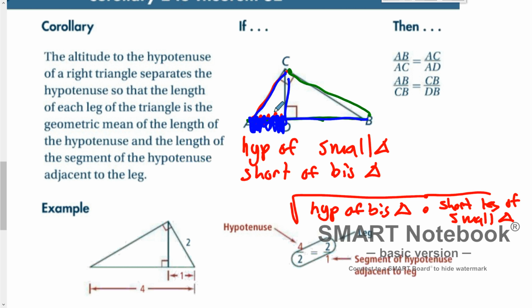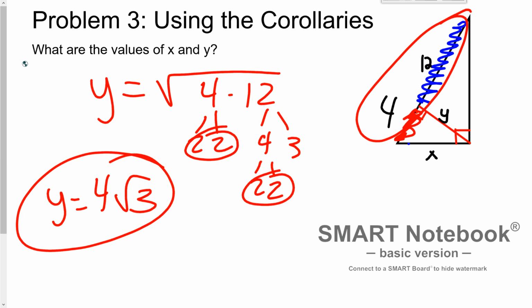So if I want the smaller triangle, right, I want the little piece, then I'm going to take that leg that's connected to it. So that's why it says in here, like, the segment of the hypotenuse adjacent to the leg. All that wording basically means if I want to find this leg, then I need to take the piece that's connected to it from right here to right here. So maybe that will help in the understanding. So let's go ahead and try that on this example.